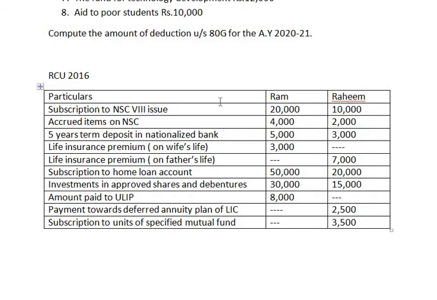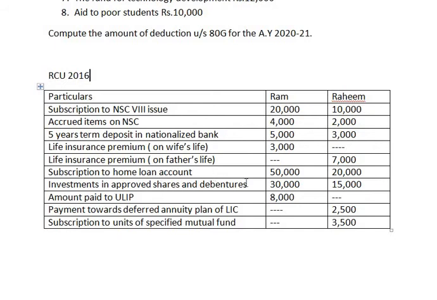This is allowable deduction. Accrued interest on NSC 4,000, 2,000 allowable deduction. 5 years term deposit in nationalized bank, that is the interest received on the same, 5,000 and 3,000 is allowable deduction. Life insurance premium on wife's life is allowable deduction, whereas life insurance premium on father's life is disallowable. So this amount of rupees 7,000 is disallowable under section 80C because the life insurance premium is paid on father's life. Subscription to home loan account, that is 50,000 and 20,000, allowable deduction.